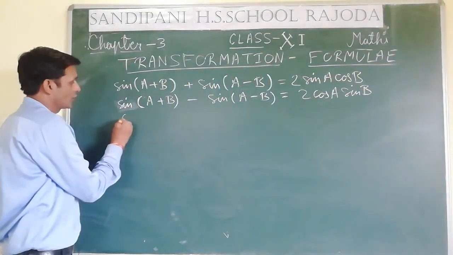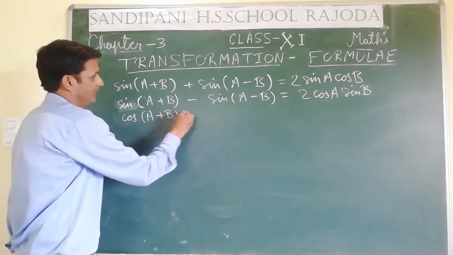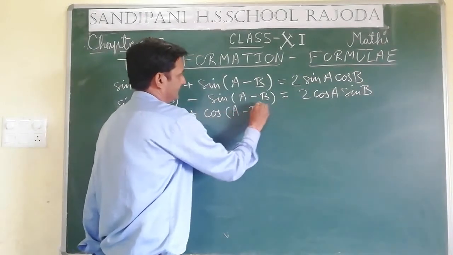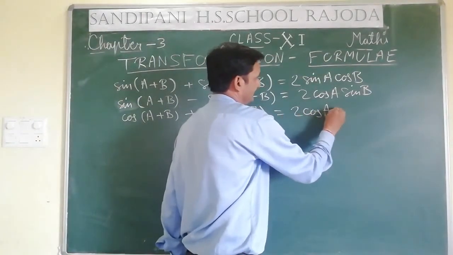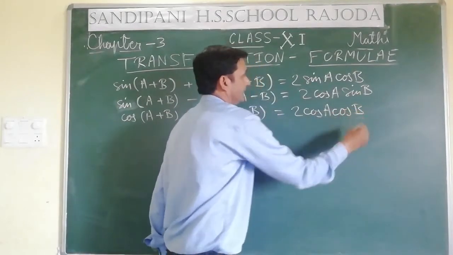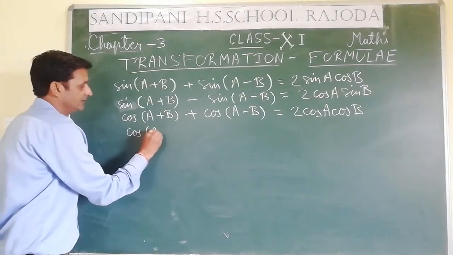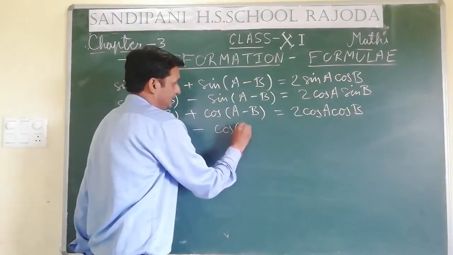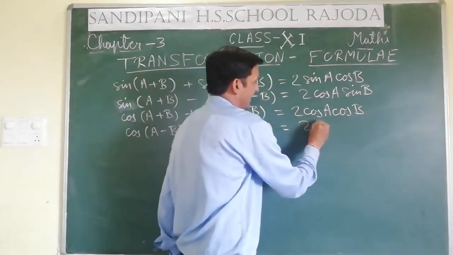And cos A plus B plus cos A minus B is equal to 2 cos A cos B. Cos A minus B minus cos A plus B is equal to 2 sin A sin B.